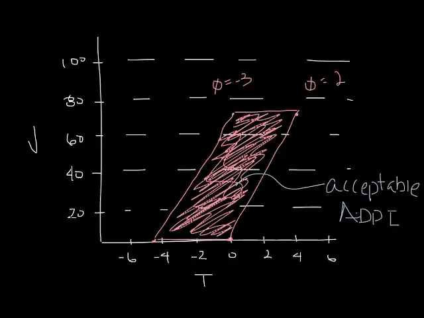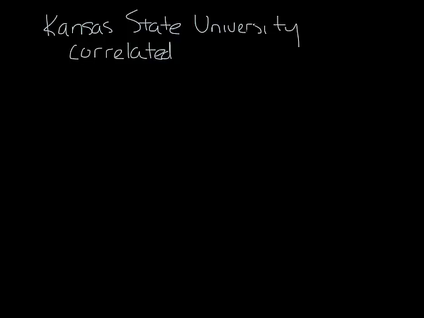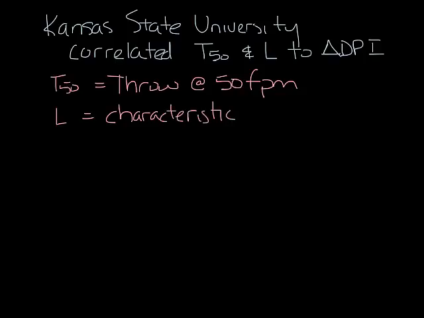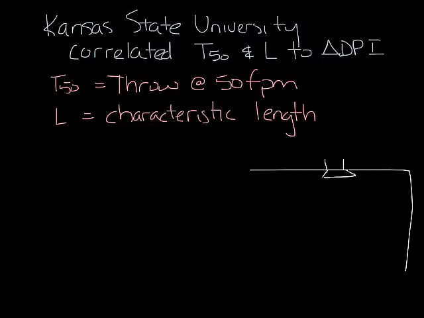So this is great if you're looking at a test lab or you want to know the ADPI of a space after it's been built and installed and you can measure it, but it's much more helpful to know the ADPI during the design process. So years ago, Kansas State University developed, by grill or diffuser type, a correlation between the 50 foot per minute throw and the characteristic length to ADPI. T50 is the throw at 50 foot per minute, if you remember that from a previous podcast, and L is the characteristic length. So the characteristic length is from the center of a diffuser to a wall, or halfway between two diffusers.